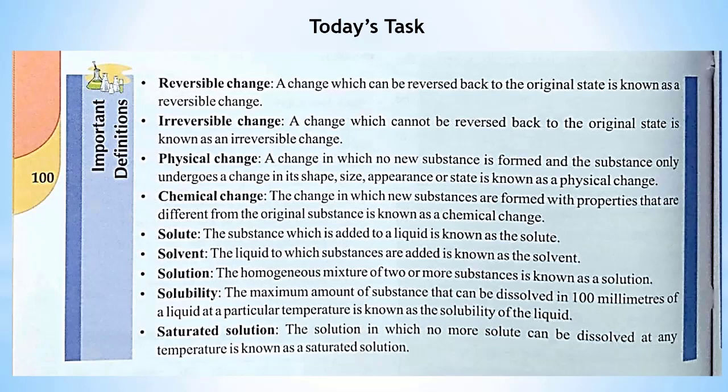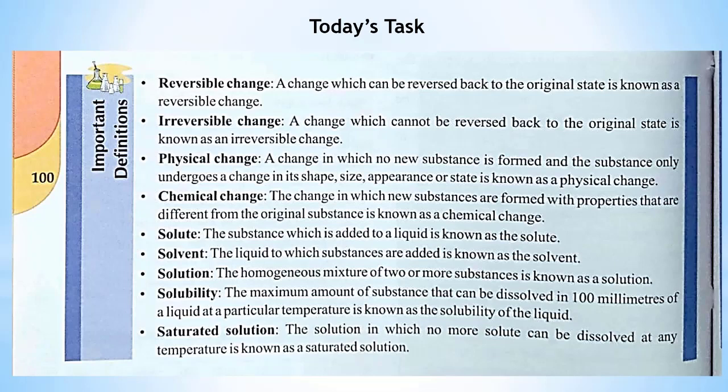Solute, the substance which is added to a liquid is known as the solute. Solvent, the liquid to which substances are added is known as the solvent. Solution, the homogeneous mixture of two or more substances is known as a solution. Solubility, the maximum amount of substance that can be dissolved in 100 milliliters of a liquid at a particular temperature is known as the solubility of the liquid.